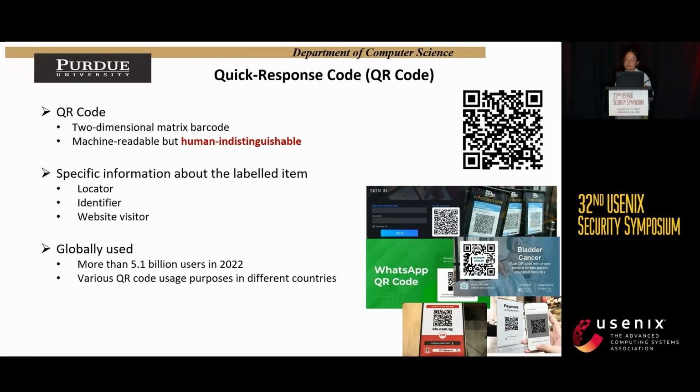Okay, I'm sure that most of you have used or seen a QR code before. As we can see in this picture, a QR code is a type of two-dimensional matrix barcode. It contains specific information like a description, website, or URL. This information can be read and parsed by machine, but cannot be easily distinguished by humans. With the popularity of smartphones, QR codes are more and more widely used for convenience and efficiency. By 2022, more than 5.1 billion users had scanned a QR code.